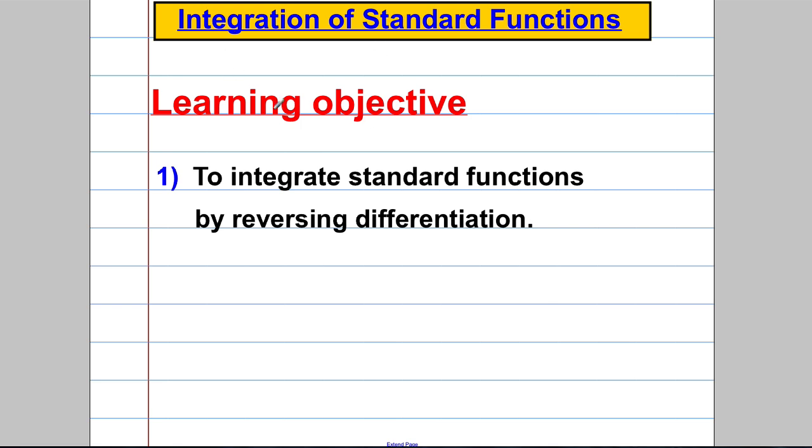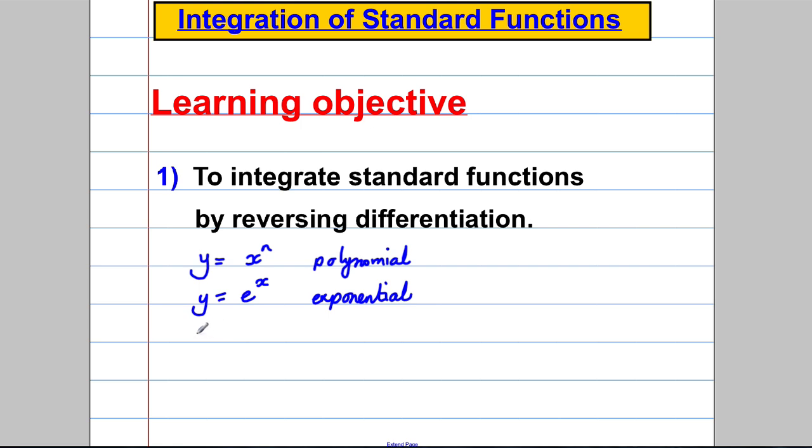Now these are the functions I'd like us to be able to integrate at the end of this video. So firstly, functions of the form y is equal to x to the power of n, which are polynomial functions. I'd like us to be able to integrate those functions. Also, y is equal to e to the power of x. So exponential functions, I'd like us to be able to recognize the integrals of exponential functions.